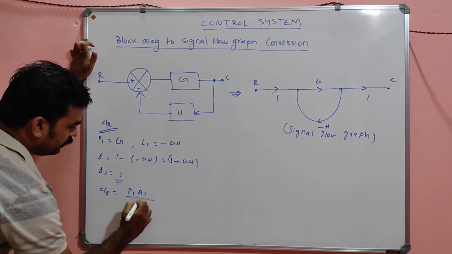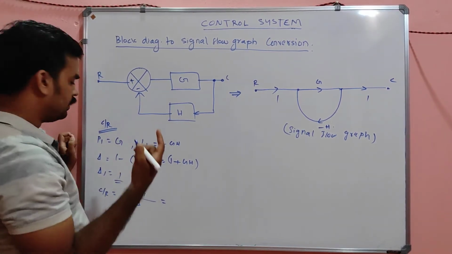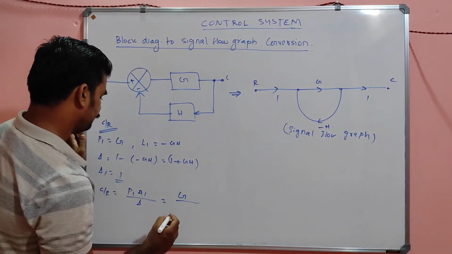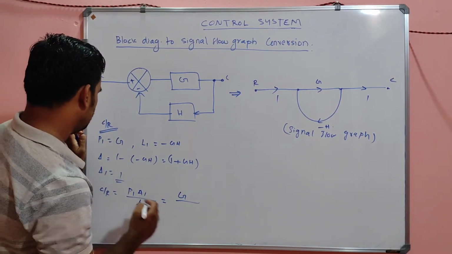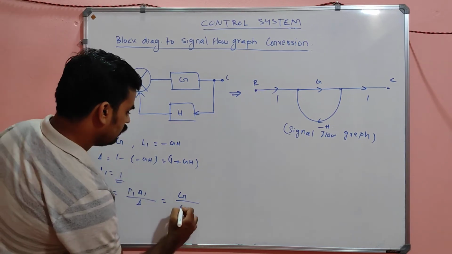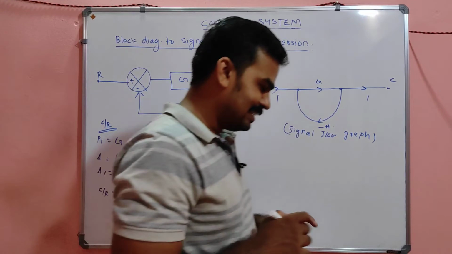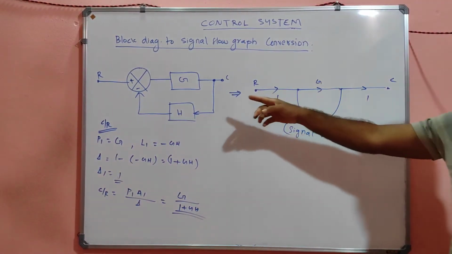So what will be C by R? P1 del 1 divided by del. Del 1 is only 1 now, so it is simply G divided by 1 plus GH. Is it the same as what I derived first?